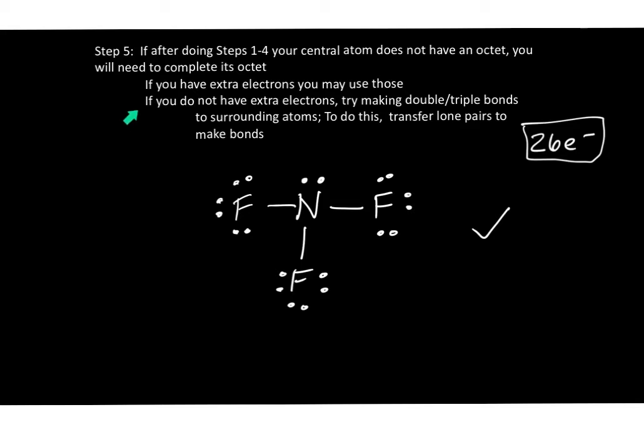Now, I'm going to say a little statement here. If you actually don't have extra electrons, and this is going to happen with some of the examples we have, if you have extra electrons, great, you can use them. But if you don't, then this is where you have to try making double and triple bonds to the surrounding atoms. So getting the outer atoms to share their electrons with the atom in the center. To do this, you transfer lone pairs from the outer atoms to make these double and triple bonds to the center. And I'll have some examples on the next slide where we can go ahead and do that.